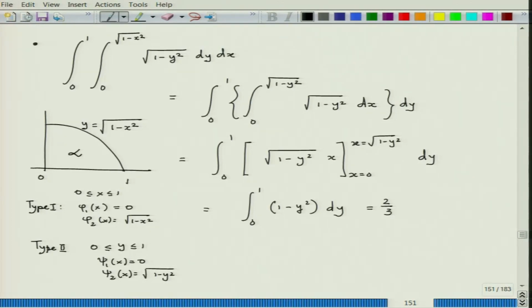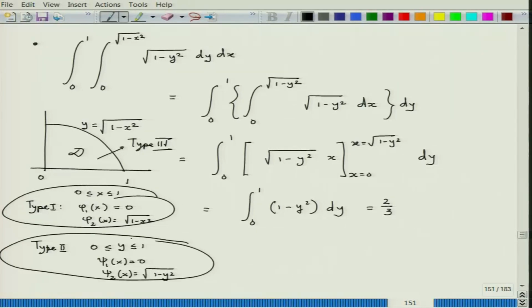So, you see that a region which is both of type 1 and type 2, this region D, the one we have drawn, is type 3 basically, both type 1 and type 2. It is type 1 in this form and type 2 in this form. So, what happens is that if I take it in the type 2 form, I can do the integral much more easily. So, when you have a type 3 region, you have to be very careful about which way the integral can be easily done.